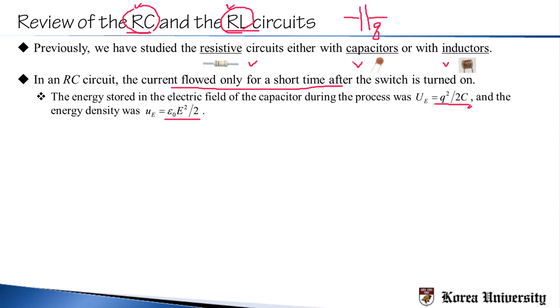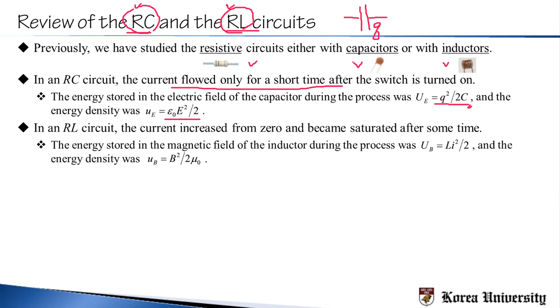Okay, and in contrast, in RL circuits, the current increased from 0 and became saturated after some time, right? Why was that? Because being saturated means that it will flow at a constant rate, because this inductor is just a wire and it's only wound in the form of a coil. So after everything is done, the current will just continue to flow. But in the beginning, because of this self-induction process, the current cannot immediately go from 0 to a large value. So it was increasing slowly, right?